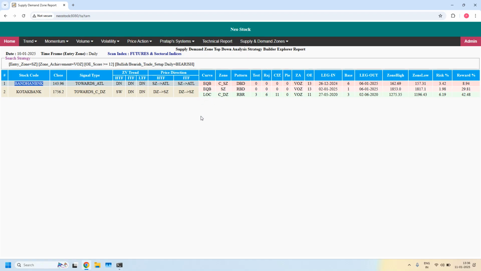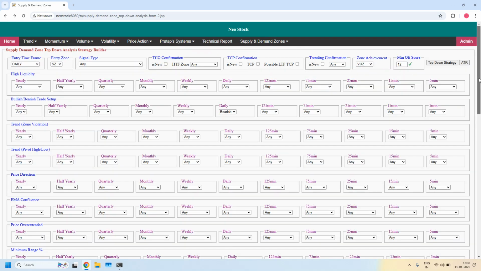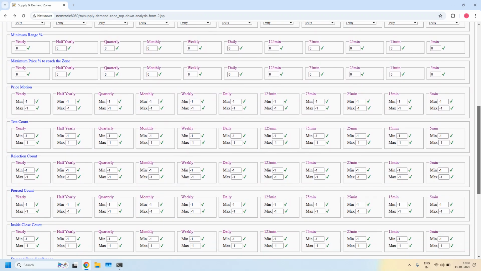Okay, these 2 are supply zones. Now let us verify whether any of these zones have an ITF supply zone confluence. Anyway, the first one is already high probability based on the high liquidity zone, but we can further filter based on LTF and ITF supply zone confluence.